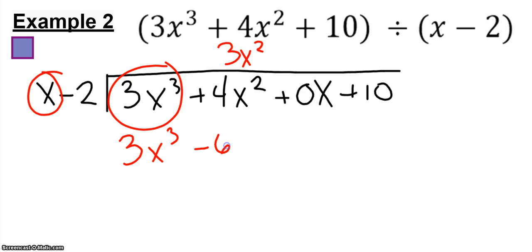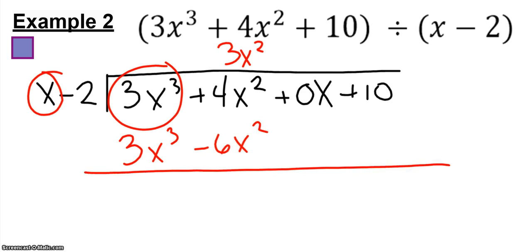Negative 6x squared. And if you notice, as I make my work here, I line up the columns. All the x to the thirds line up, and all the x squareds line up. I think it's easier. Miss Murray doesn't, so if you have her, I don't know what to tell you here, but do what you gotta do.